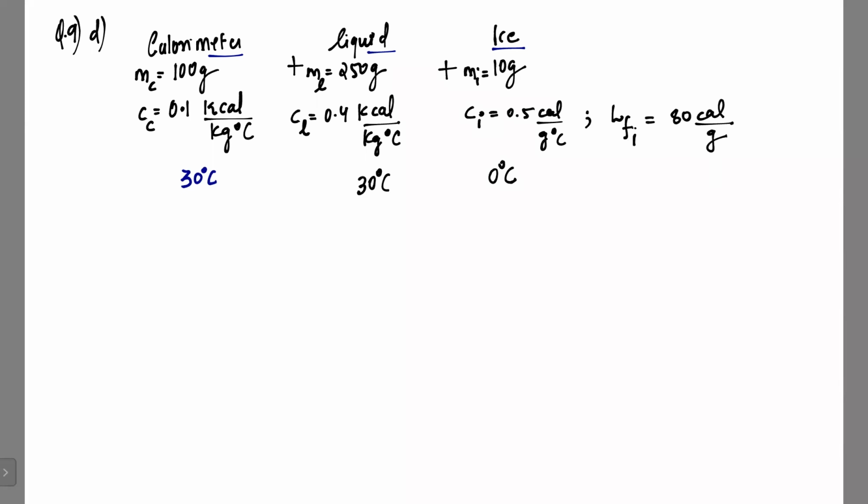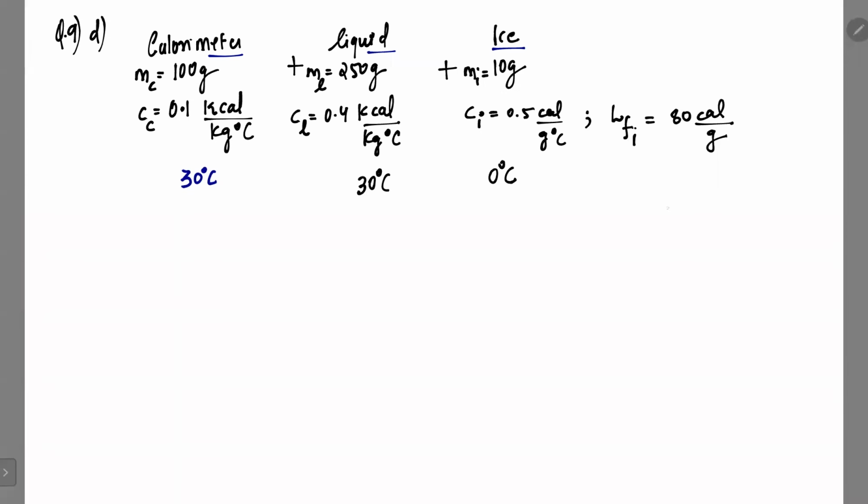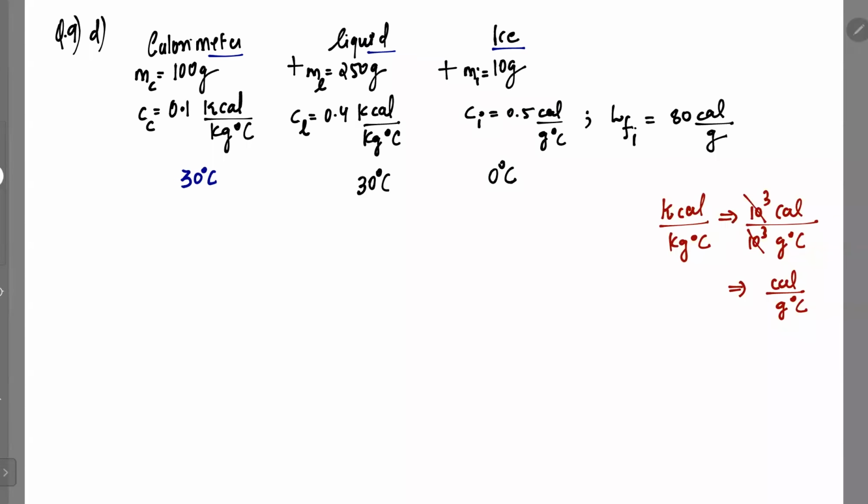अच्छा, इसमें एक चीज है जो थोड़ा सा कंफ्यूजन क्रिएट कर सकती है कि सर अभी तक तो कैलोरी पर ग्राम पर डिग्री सेल्सियस आ रहा था, अचानक से वी हैव किलो कैलोरी पर केजी पर डिग्री सेल्सियस. कोई बात नहीं बेटा, इसको सिंप्लीफाई कर लो. किलो का मतलब 10 की पावर 3 कैलोरी, केजी का मतलब 10 की पावर 3 ग्राम. दोनों कट गए, इसका मतलब क्या है? दिस इज ऑल्सो कैलोरी पर ग्राम पर डिग्री सेल्सियस. अग्री? यहां पर के का कोई सिग्निफिकेंस नहीं है.